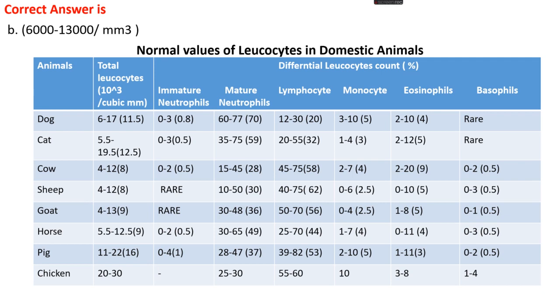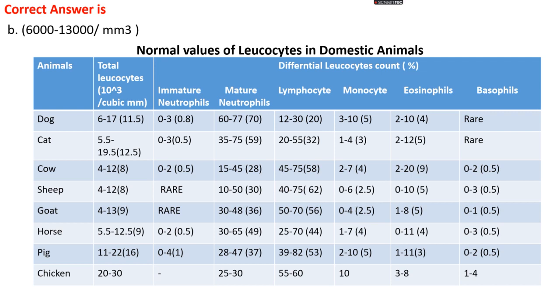Let's see the normal values of leukocytes in domestic animals. In case of dog, it is 6 to 17 thousand per cubic mm, and in case of cat it is 5.5 to 19.5 thousand per cubic mm. In case of cow, it is 4 to 12 thousand per cubic mm. In case of sheep, it is also 4 to 12 thousand per cubic mm. In case of goat, it is 4 to 13 thousand per cubic mm. In case of horse, it is 5.5 to 12.5 thousand per cubic mm.